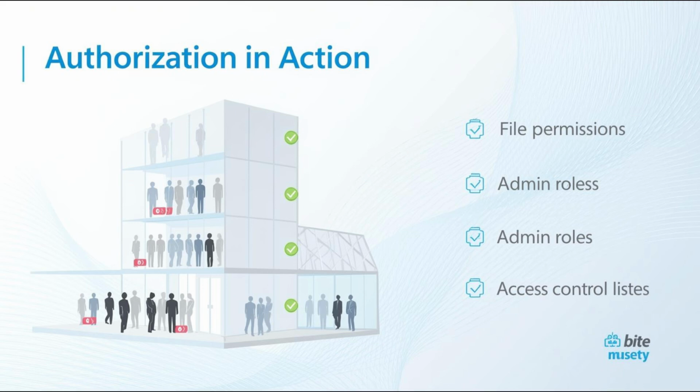Examples of authorization include file permissions, read, write, or delete access. Role-based access, like admin, editor, or viewer. Access control lists, deciding who can see or edit specific data. Think of it like entering a building. Authentication is showing your ID at the door, and authorization is deciding which floors or rooms you're allowed to enter.